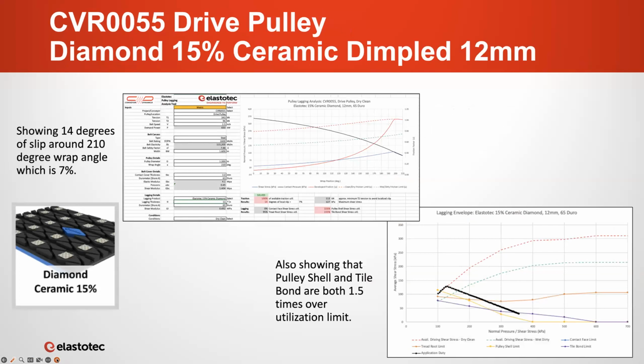Now we'll look at ceramic lagging, and the first option is 12 mil diamond ceramic lagging. This is essentially the same as the previous 12 mil diamond rubber lagging, but with a dimpled tile bonded to each of the large diamonds. The localized slippage is still present, but it's reduced to 14 degrees or 7% of the arc of contact.